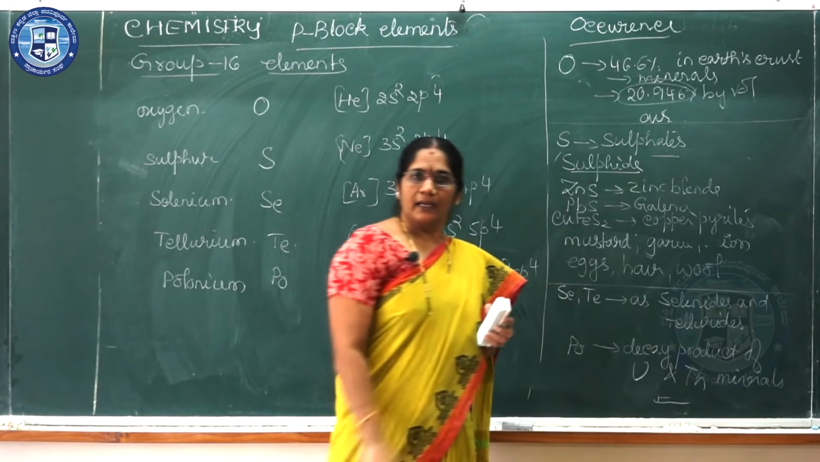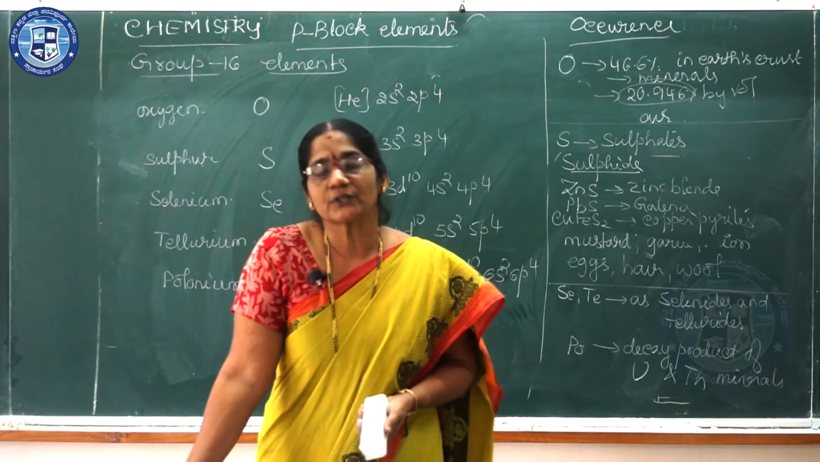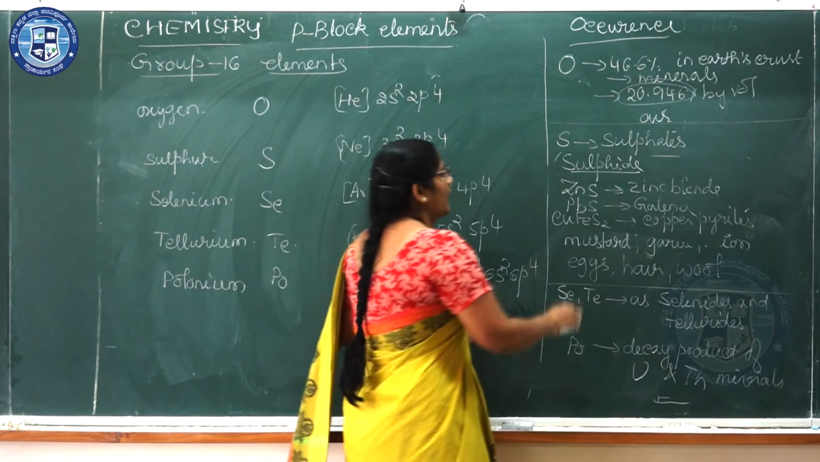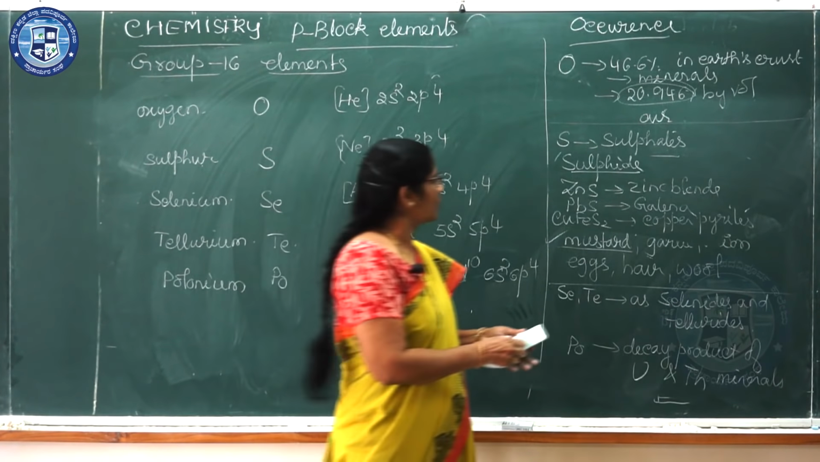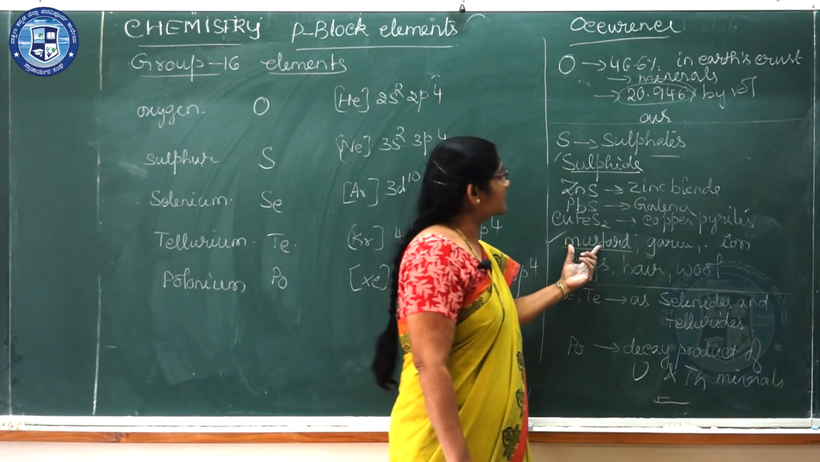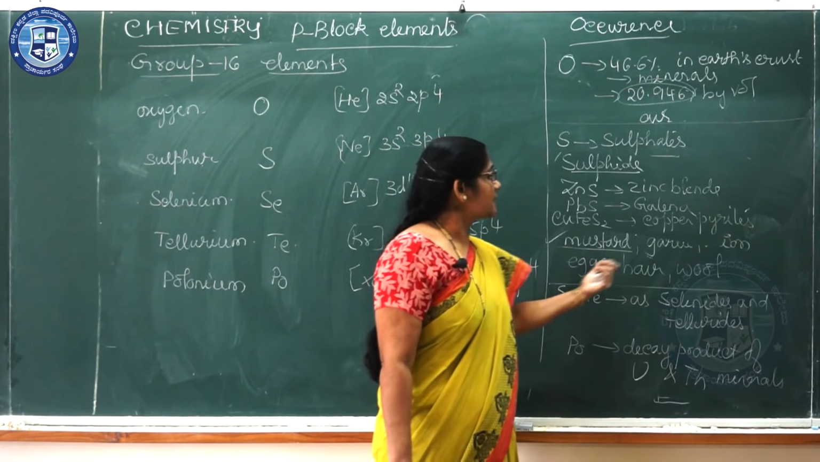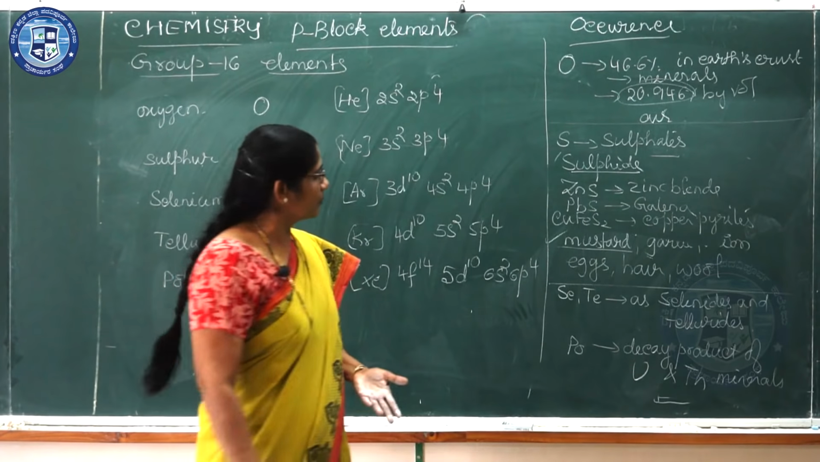Not only this, in volcanoes and exhaust gases in some countries hydrogen sulfide is present, and sulfur is also present in some organic matter or compounds in the form of different sulfur compounds. Mustard, garlic, onion, eggs, hair, wool, etc. also contain sulfur in the form of different compounds.